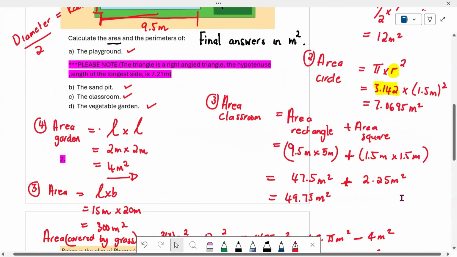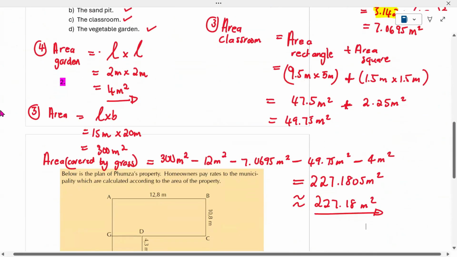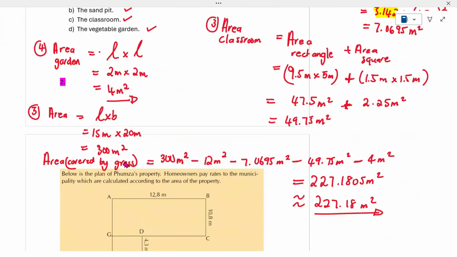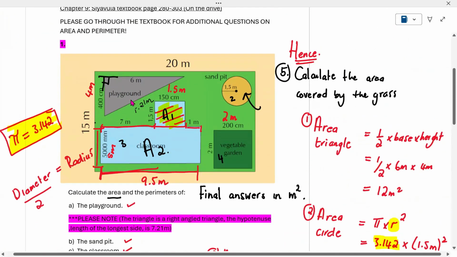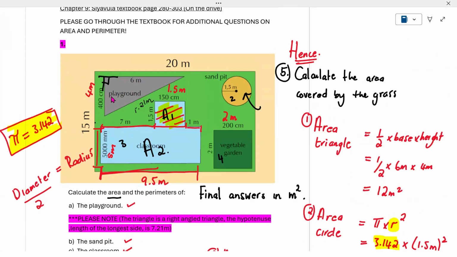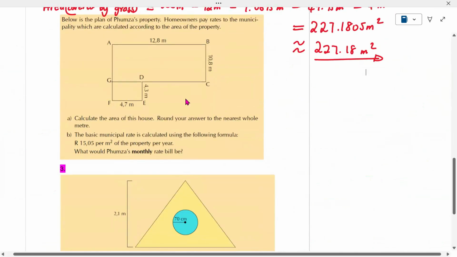So it's a very, very important concept when it comes to area. A lot of students, when it comes to this concept, get it wrong. So it's very important that we understand it and we apply it. If the grass is not covering a particular space, you remove that space, because the grass is not in the playground. So you minus that playground, you minus the classroom. Obviously the grass is not in the classroom, it's not covering the classroom space. You minus that. If you understand that, you should be fine with that. Okay, let's quickly look at this one here.